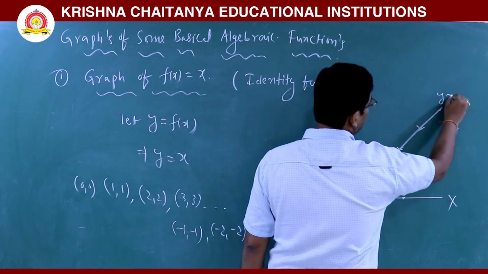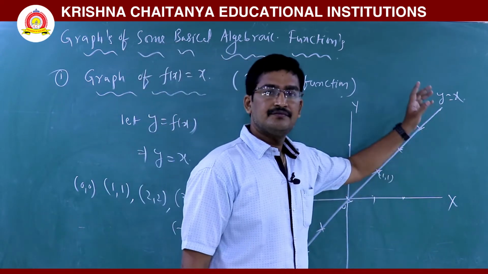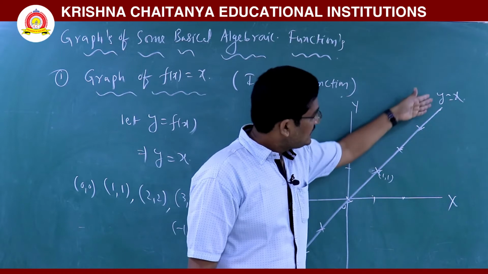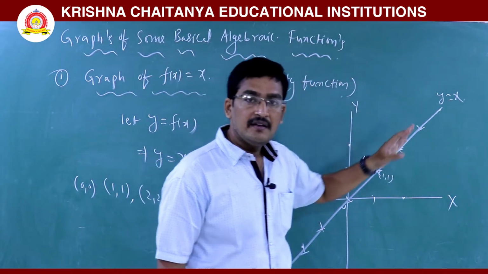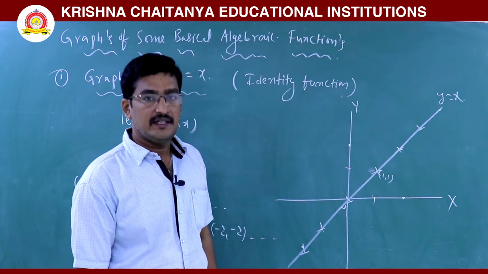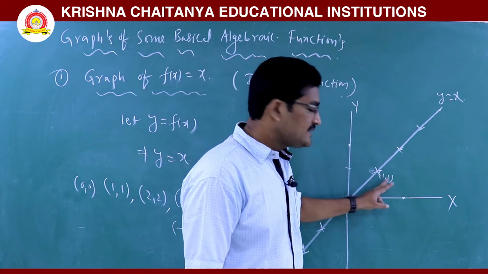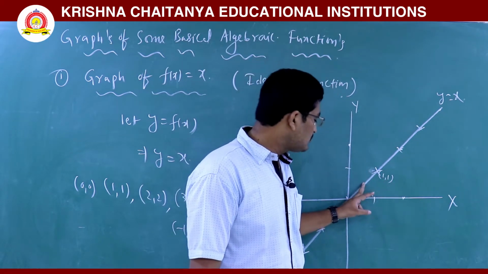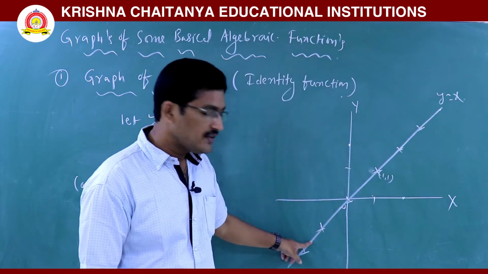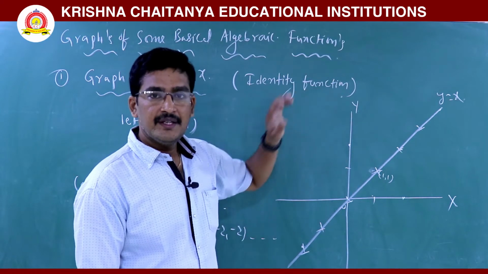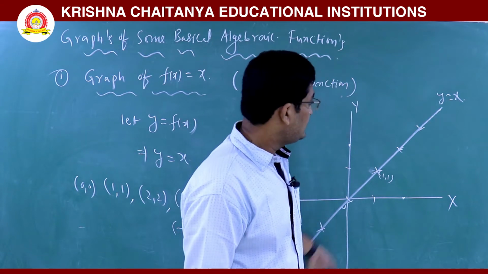This is the graph of f of x equals x. This line has all the points with abscissa equal to ordinate: (1, 1), (1/2, 1/2), (0, 0), (2, 2), (3, 3), (4, 4), (minus 1, minus 1), (minus 2.5, minus 2.5) and so on. If abscissa equals ordinate, all such points lie along the line y equals x.